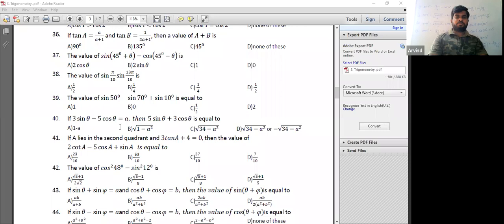Try the next one by yourself. If 3 sine theta minus 5 cos theta equals A, then what is the value of 5 sine theta plus 3 cos theta?